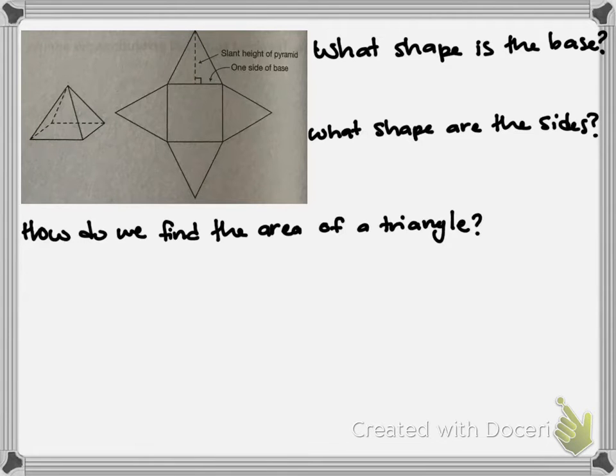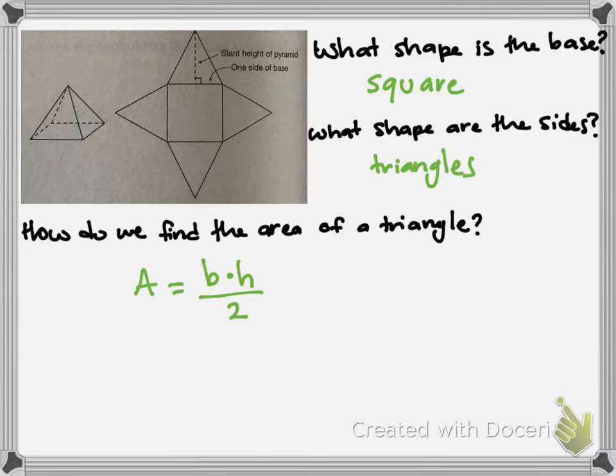So again, if we look at this pyramid, what shape is the base? It is a square. And what shape are the sides? They are triangles. So how do we find the area of a triangle? The area of a triangle is base times height divided by 2, right? The base would be the length of the square. The height is the slant height, and we're going to divide by 2. How many sides do we have? We have 4 sides, so we would do this 4 times, or we could multiply 4 times base times height and divide all of that by 2.